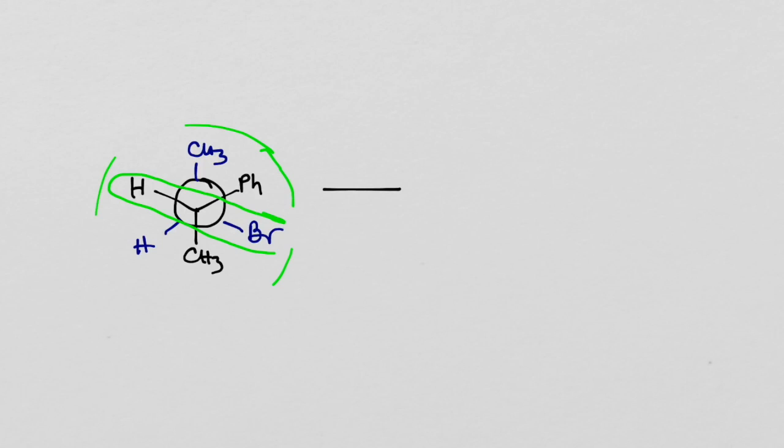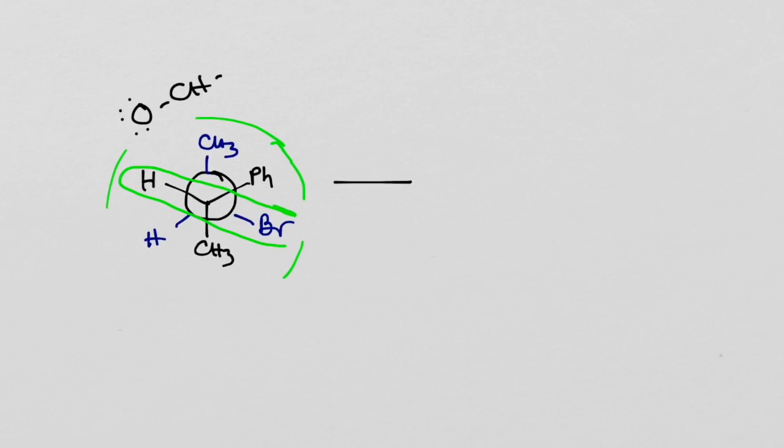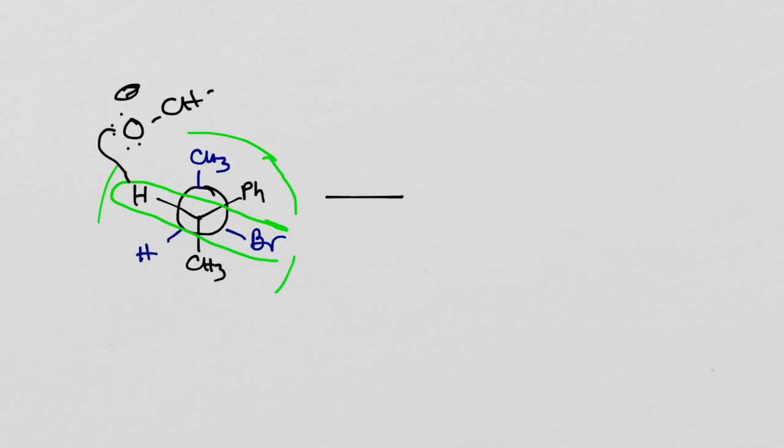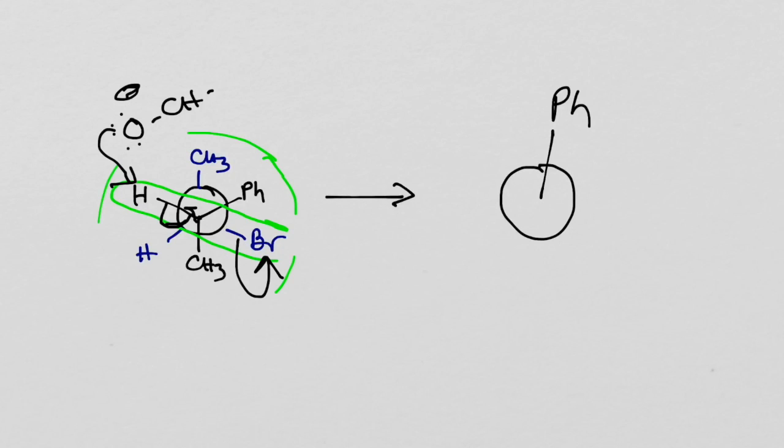So here's my Newman projection. I'm going to bring in my OCH3, my methoxy group, to be my base. Sorry about that. I'm going to pull my anti-periplanar proton. I'm going to imagine that my bond is breaking and that my double bond is forming between my front and my back carbon, and my bromine is going to kick out. So the product that I'm going to get, if I'm thinking about the Newman projection, is going to look like this.